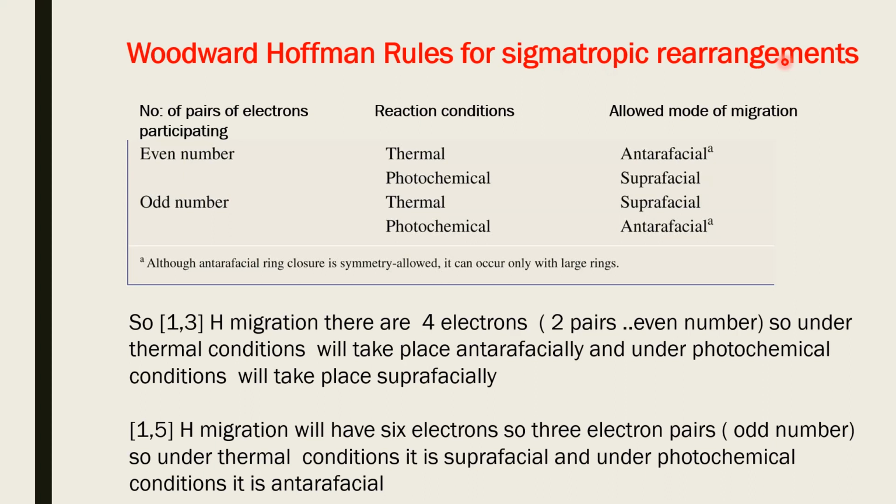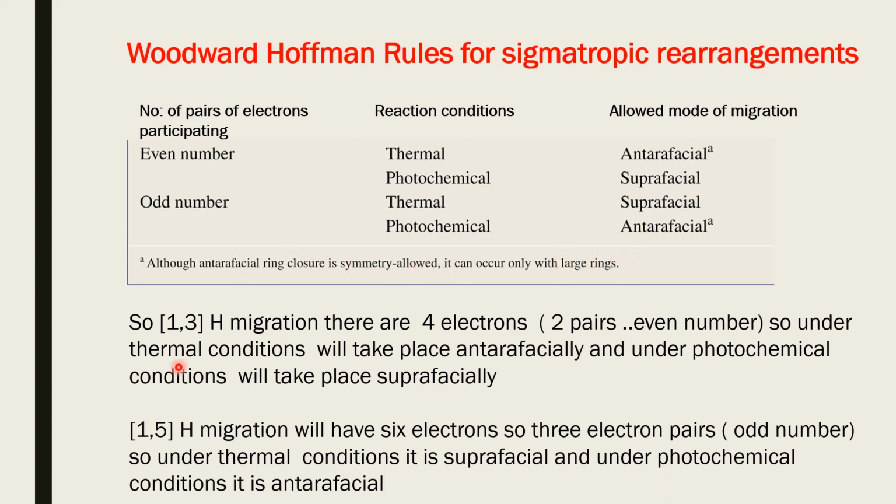Woodward-Hoffmann came out with a set of rules for sigmatropic rearrangements based on the number of pairs of electrons which are participating and the reaction condition. If I have an even number of pairs of electrons, then it would take place antarafacially under thermal conditions and suprafacially under photochemical conditions. If you have an odd number of pairs of electrons, then thermally it is possible by suprafacial migration, and photochemically it will happen by antarafacial migration. Please remember that although antarafacial migration is symmetry allowed, it can occur only with large rings.